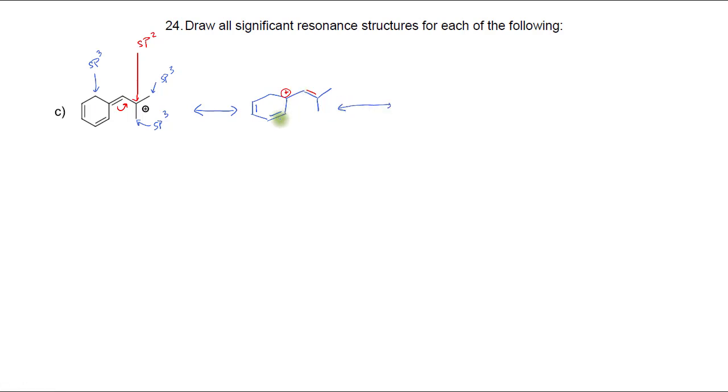The next resonance structure I can draw is going to move these electrons in to form a double bond right there. My double bond will be here, so I've shifted the positive charge onto that carbon. And I can draw one more where these electrons go into here. I form a double bond here, and my positive charge is here.